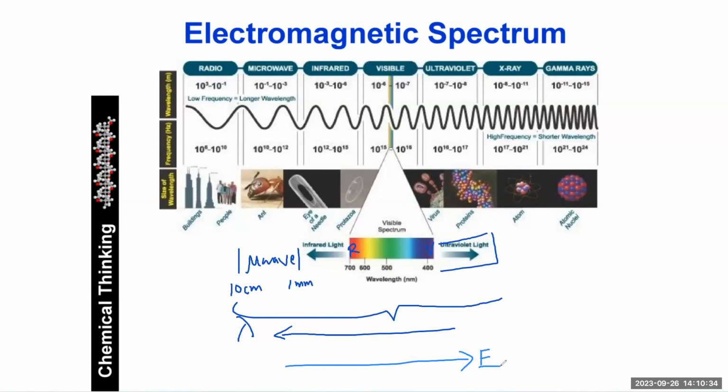Ultraviolet is below 400 wavelength-wise. It's going to be shorter than 400 nanometers. Any other questions, concerns, comments at the moment? Anything?